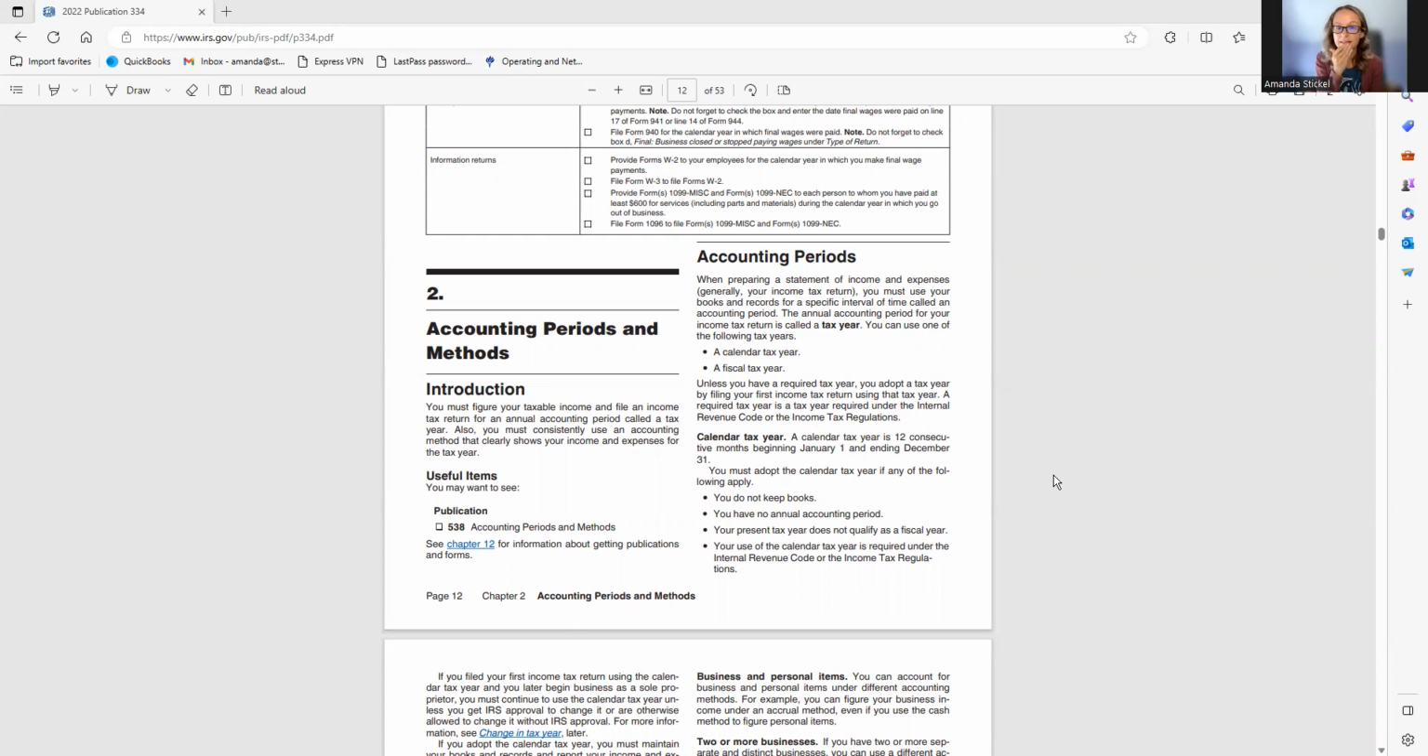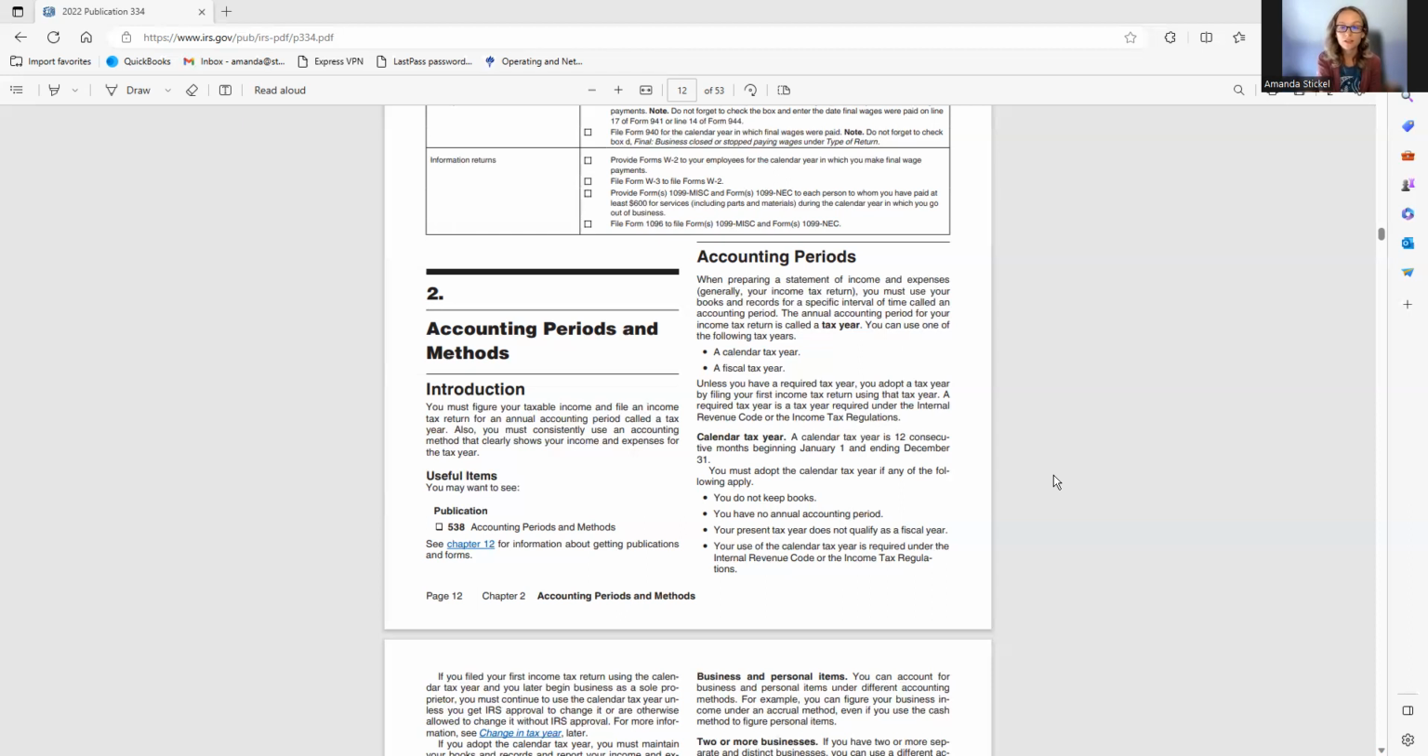Okay, so accounting periods. When preparing a statement of income and expenses, generally your income tax return, you must use your books and records for a specific interval of time called an accounting period. The annual accounting period for your income tax return is called a tax year. You can use one of the following tax years: a calendar tax year, which is January through December, or a fiscal tax year where you decide what the year looks like. Unless you have a required tax year, you adopt a tax year by filing your first income tax return using that tax year. The required tax year is a tax year required under the Internal Revenue Code or the income tax regulations.